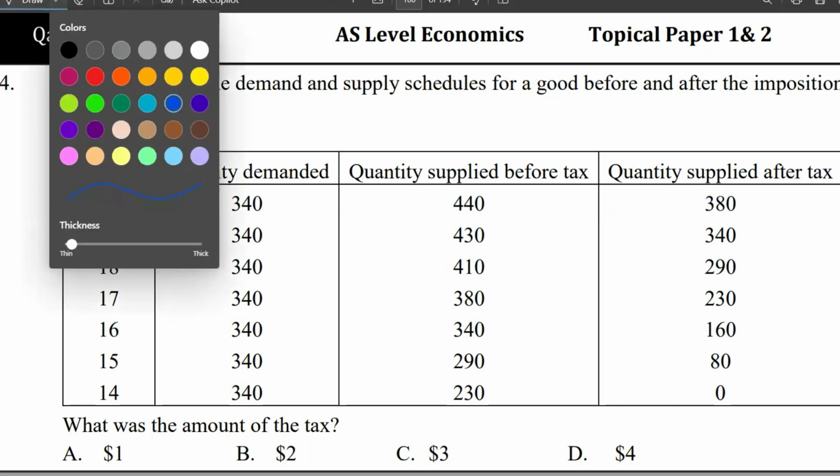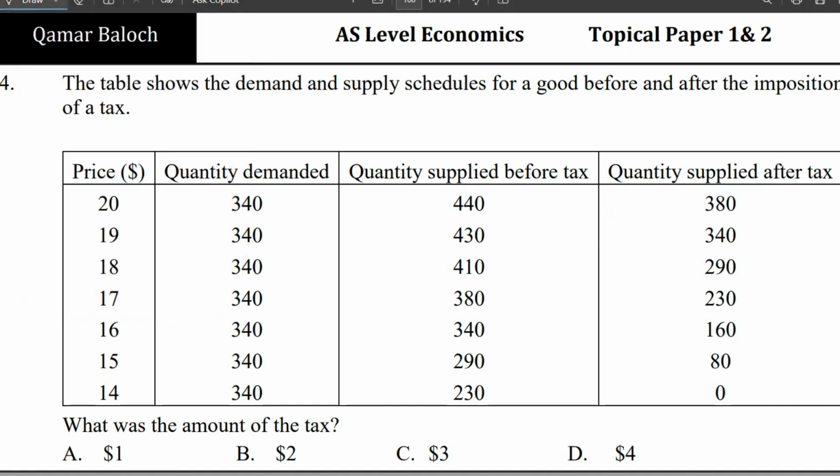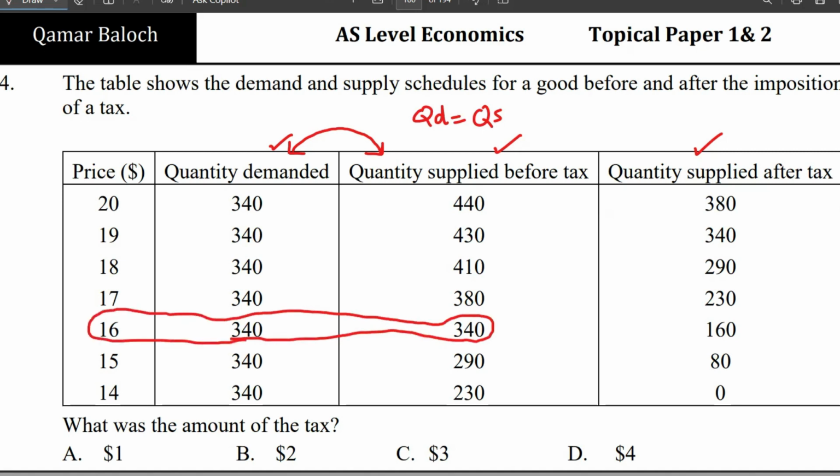Let me explain this question as well. Here the examiner is saying you have two supply curves: quantity supplied before tax and after tax, but quantity demand is common in both cases. First of all, you can find the equilibrium between initial quantity demand and initial quantity supplied. Equilibrium takes place where quantity demand is equal to quantity supplied. Initially they are equal at this point: quantity demand is 340, quantity supplied is also 340, and at this equilibrium position, price is $16.